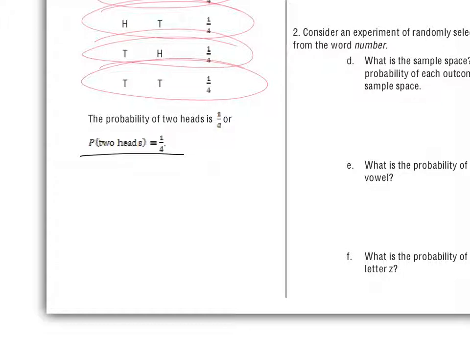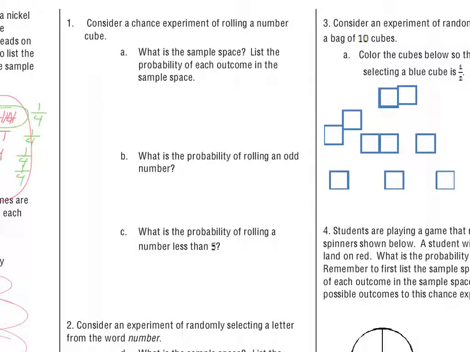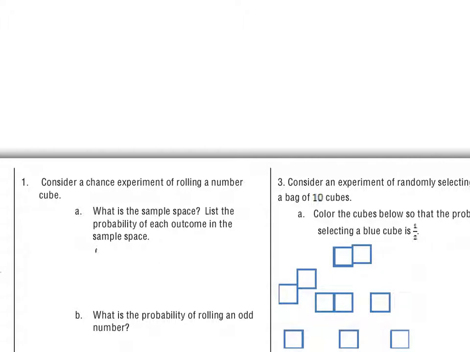So again, the way that we figured that out was we found the sample space and we used the total outcomes that we could count from the sample space. So moving over here, it says consider a chance of rolling a number cube. What is the sample space? So we're thinking about all of the possible outcomes. So a regular number cube, six-sided cube, what would be the sample space? Go ahead and write that down. All right, you should be writing that the sample space is 1, 2, 3, 4, 5, or 6.